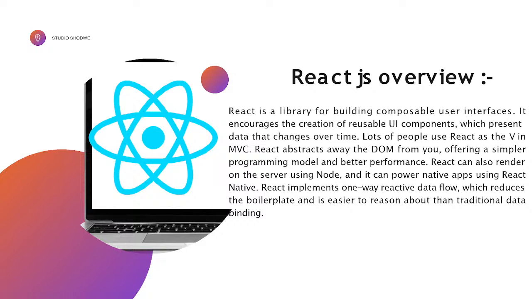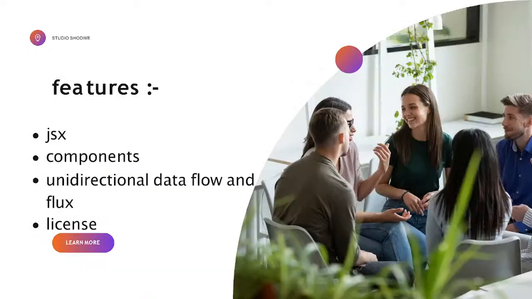It can also render on the server using Node, and it can power native apps using React Native. React implements one-way reactive data flow, which reduces boilerplate and is easier to reason about than traditional data binding. This data binding feature we already discussed, right? Like the one-way feature, one-way flow.